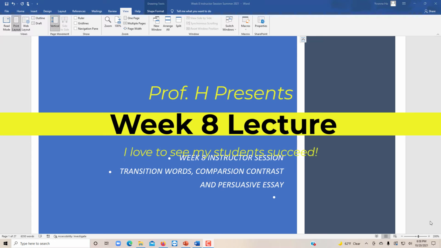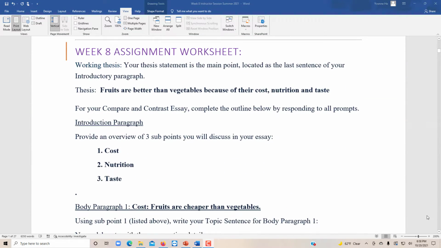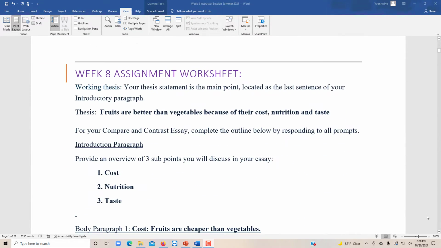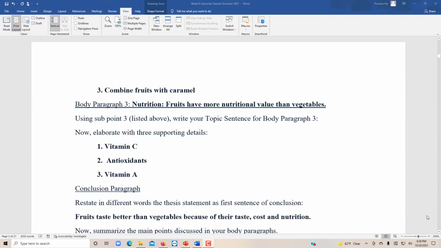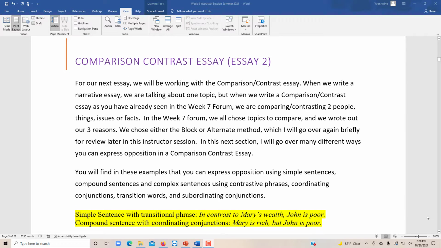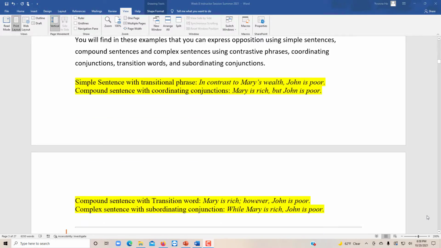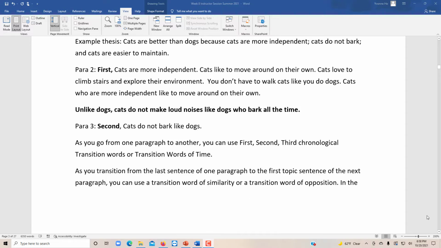So here's a preview of the Week 8 Instructor session. In the Week 8 Instructor session, I'm going to go over your Week 8 assignment worksheet, in which you're going to write an outline for your comparison contrast essay. And then I'm going to go over what a comparison contrast essay is, and I'm going to go over different transition words that you can use for your comparison contrast essays.